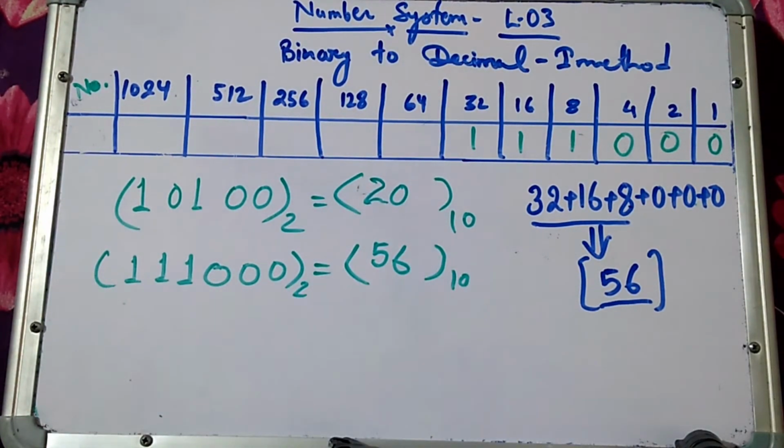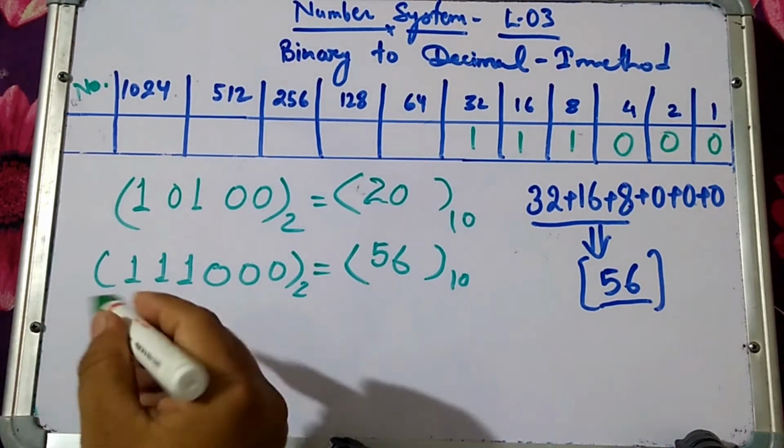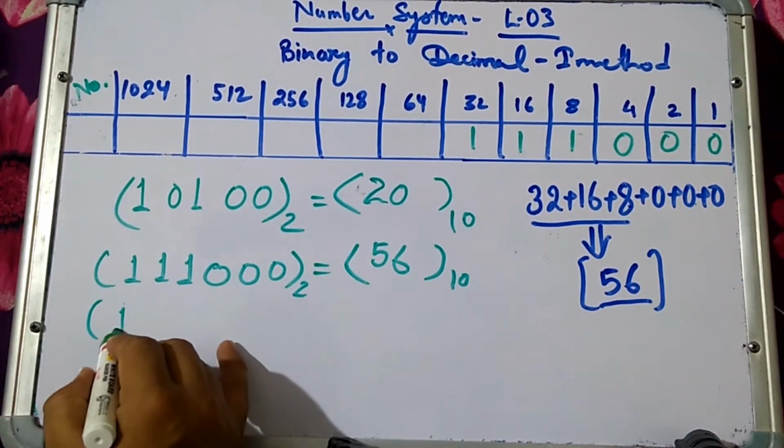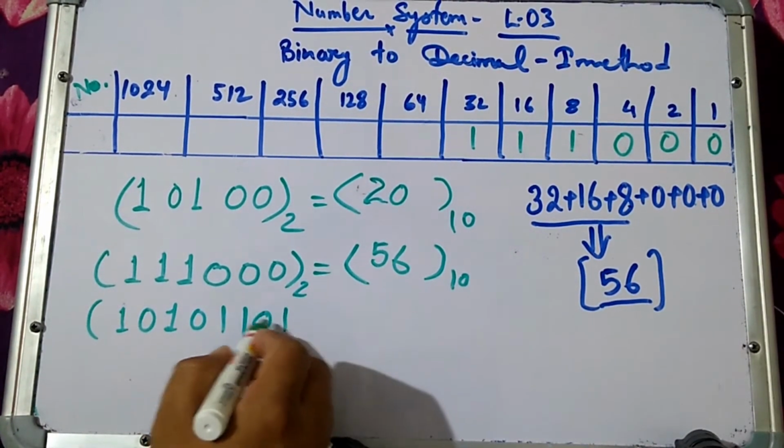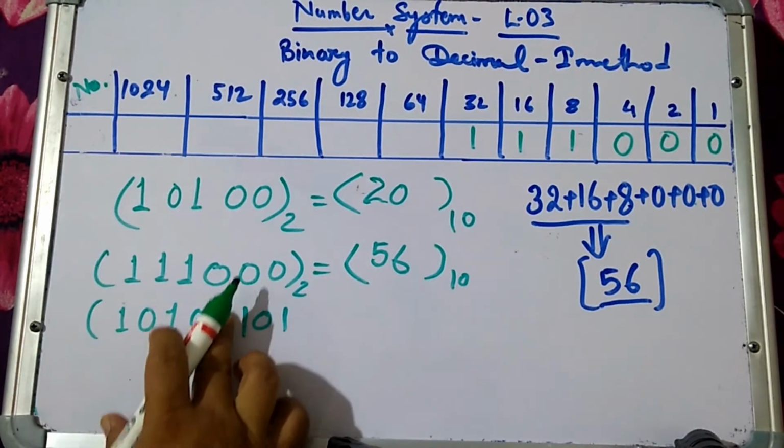So I am going to take any number randomly. Let's suppose I am taking 1 0 1 0 1 1 0 1. Let's suppose these are the numbers that I have taken.